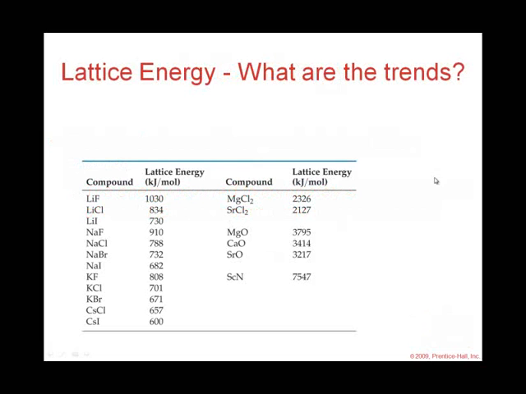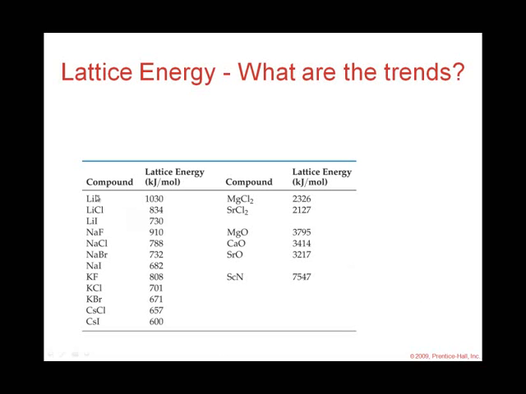So let's take a look at lattice energy. Again, these are energies required to separate the ionic compound in the lattice and make these go off as a gas. We've got a bunch of ionic compounds, and we have kilojoules per mole of energy required to break those apart. So what do we notice? What are some of the trends you might see?